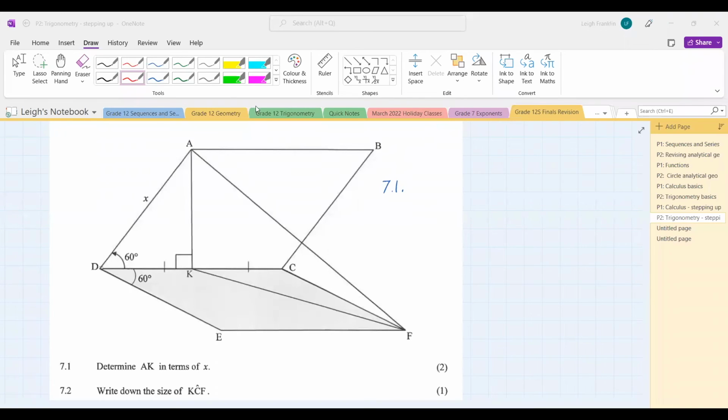Okay, so in 7.1, we would say that the sine of 60 degrees is opposite AK over hypotenuse, which would be x. So now we want to make AK the subject of the formula. So AK would be equal to, and the sine of 60 is root 3 over 2, isn't it? So root 3 over 2 x, like so. Does that make sense to everybody? So there I used my basic trig ratios because I worked in a right angled triangle. Are we all good?